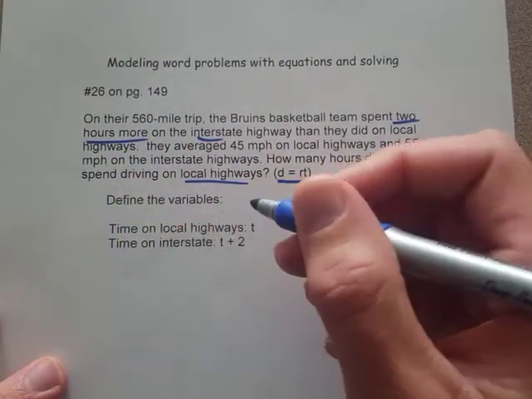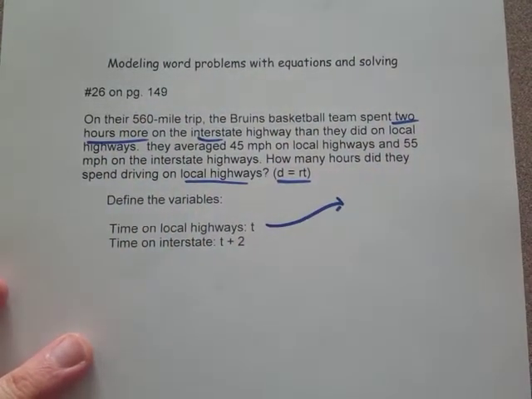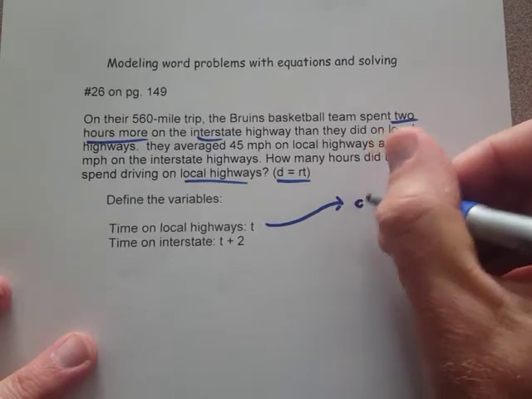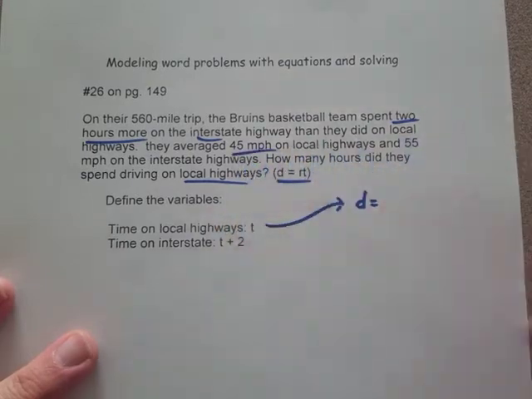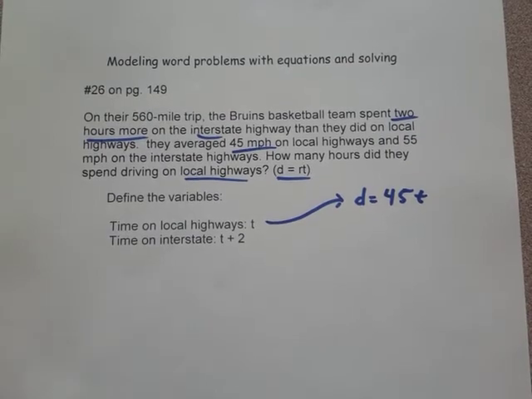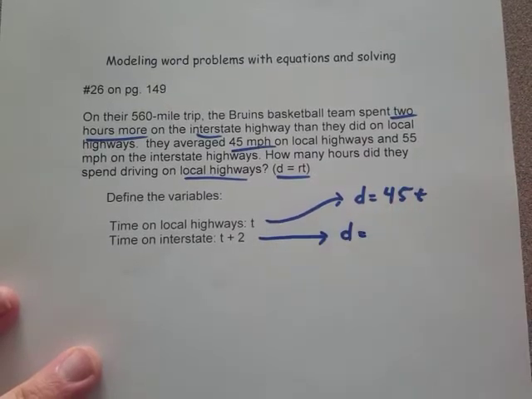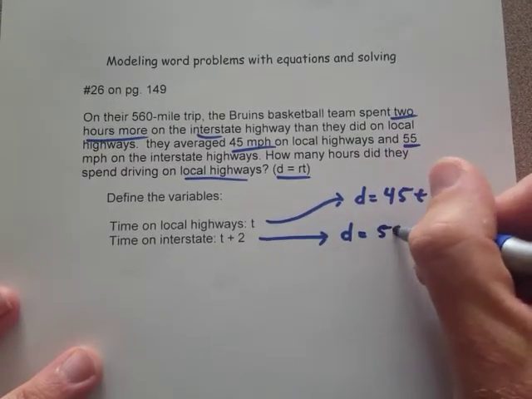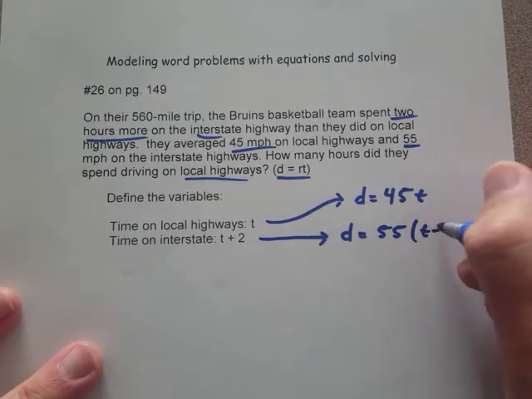Now, if I wanted to find the distance on the local highways, this is just the total trip, but if I wanted to go for the local highways, what I would do is say distance equals rate times time. I don't know what that time is. I'm trying to find out the distance, but I do know that on the local highways they average 45 miles per hour. So I'm going to say 45 times t, whatever t happens to be. Now in a very similar way, I'm going to do the model for the interstate highways as well. Interstate highways were 55 miles an hour, so I'm going to do rate as 55 times the total amount of time, which we defined as t plus 2.